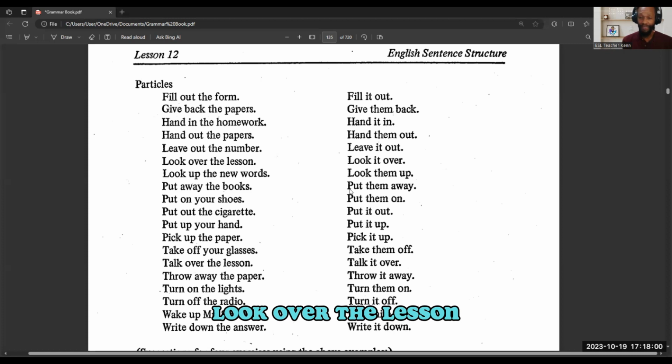Look over the lesson. Look over the lesson. Look it over. Look it over. Look up the new words. Again, look up the new words. Look them up. Look them up.